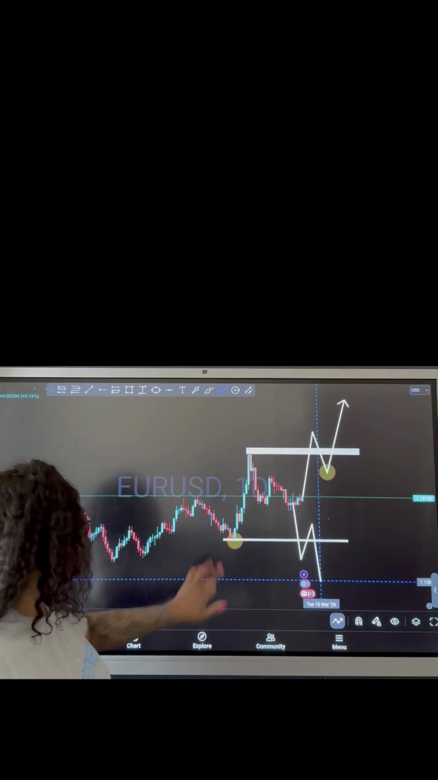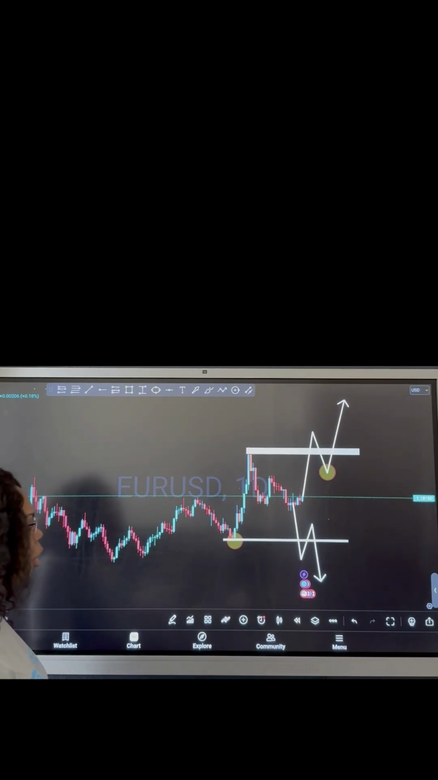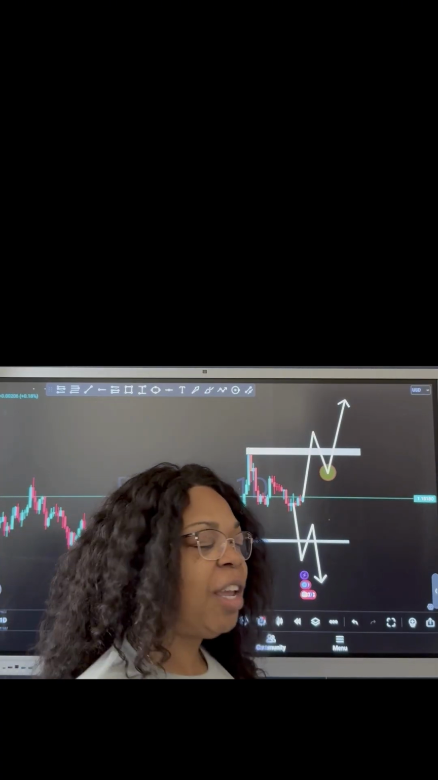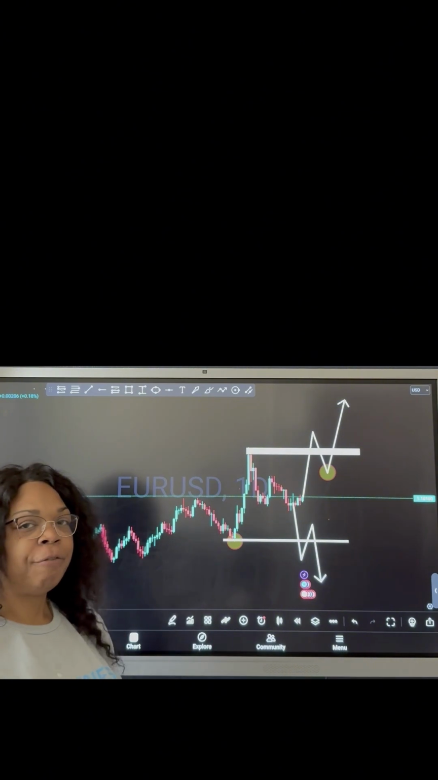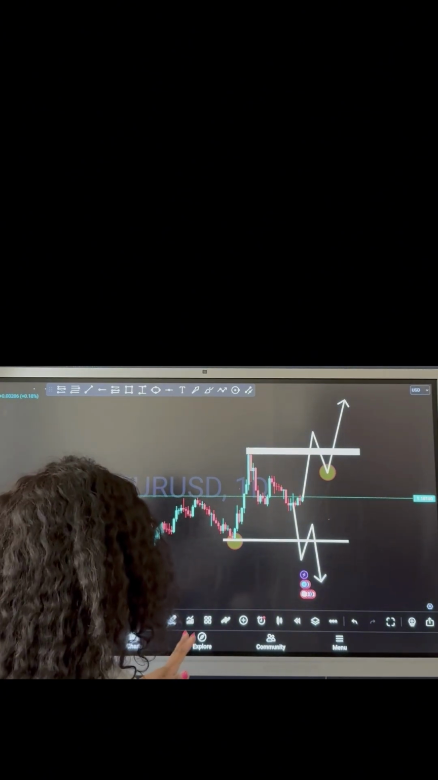But remember, at that point, we have a break of structure, and we should be looking for a trend change, or it may just be grabbing liquidity. It could be doing a lot of different things. So that is your higher time frame.